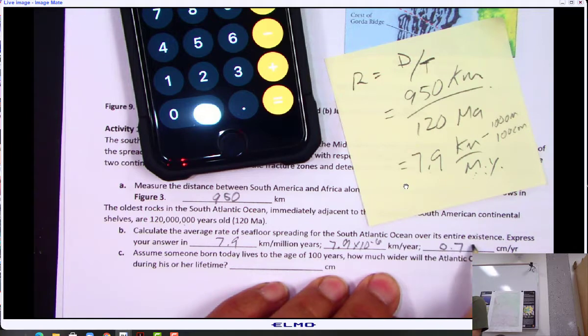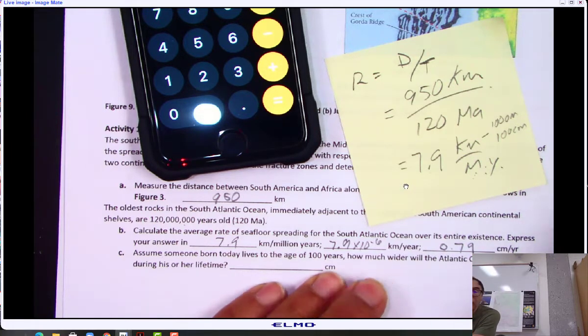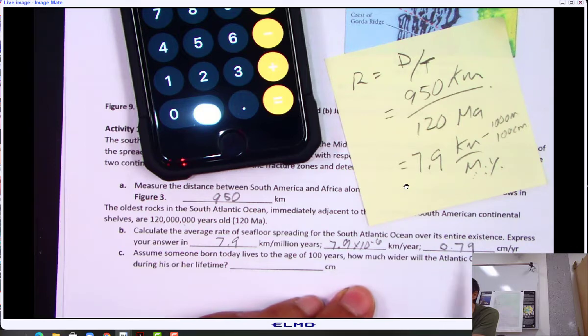0.79. That's pretty slow. In the middle Atlantic it should be around 2, but we're not too far off. It's about 1 centimeter per year, right? So again, remember the 1,000 meters per kilometer, 100 centimeters per meter, and that gives us this number here. And that kind of works along with that one figure, figure 2, for the rates of seafloor spreading.